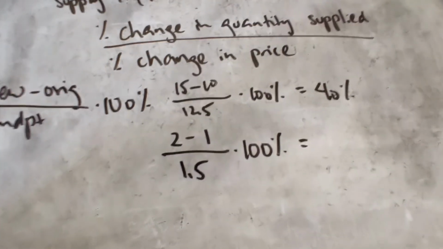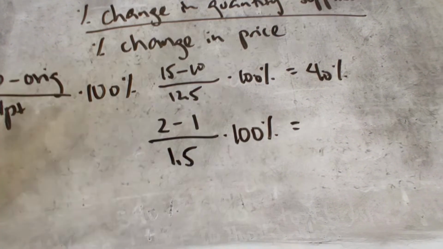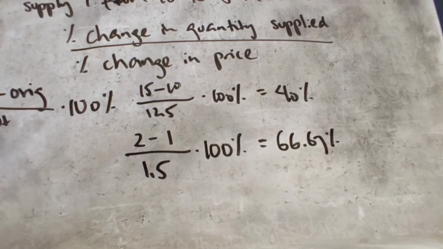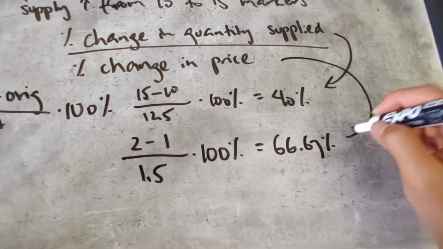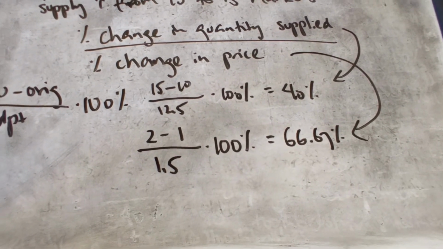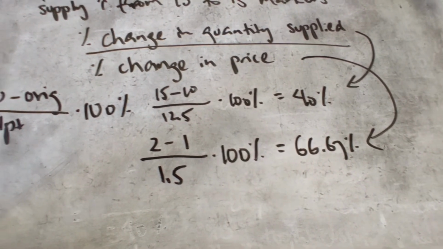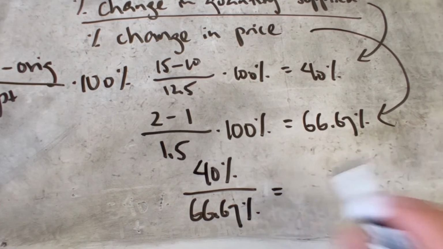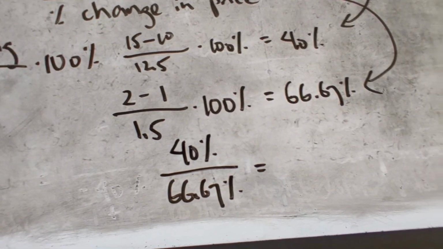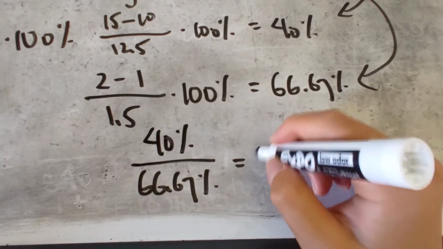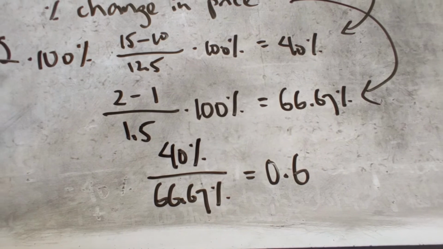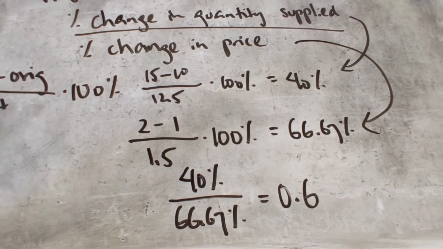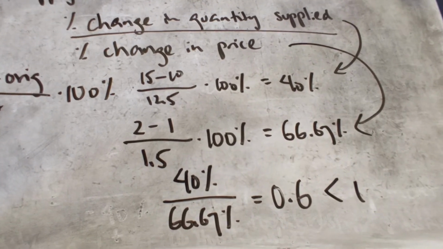And you multiply that by 100%, and the value you end up with is 66.67% increase. And now that we found the quantity supplied and the price in their percentage changes, we could plug them into the formula to get our elasticity value. So let's do that here. It'll be 40% over 66.67%, and that will result in a value of 0.6. So this will be the elasticity of the markers in the marker company. And because this is less than 1, the markers are inelastic.